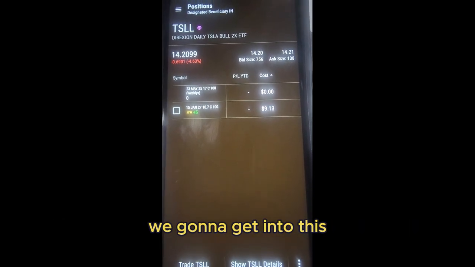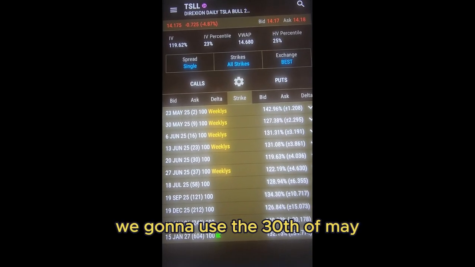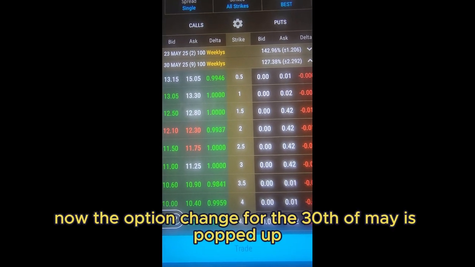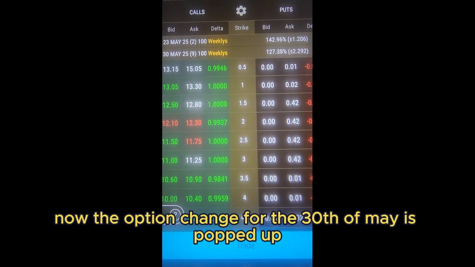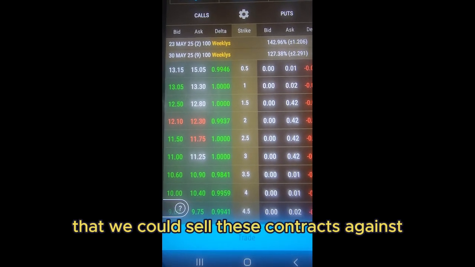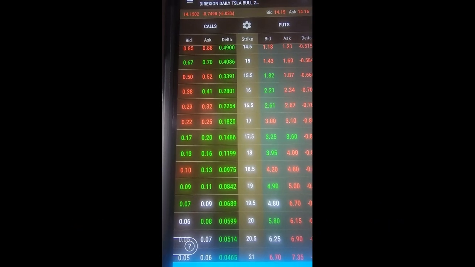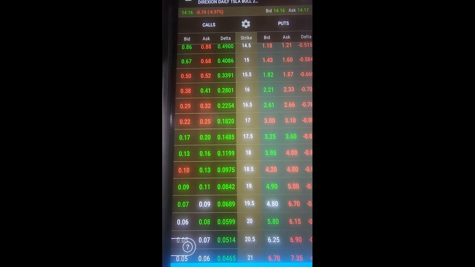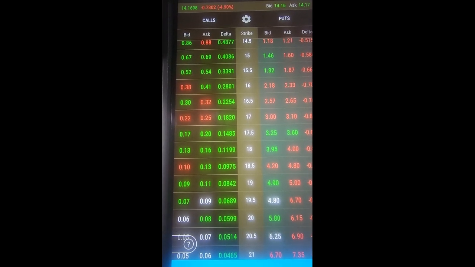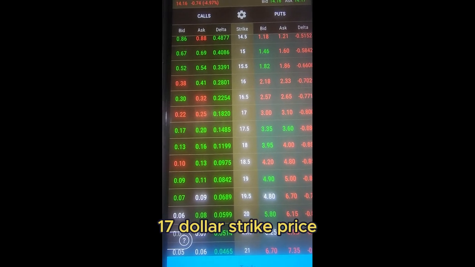We're going to get into this. We're going to use the 30th of May. Now the option chain for the 30th of May is popped up. Now we're going to find a strike price that we could sell these contracts against. So here we are, and currently I'm looking at the $17 strike price.